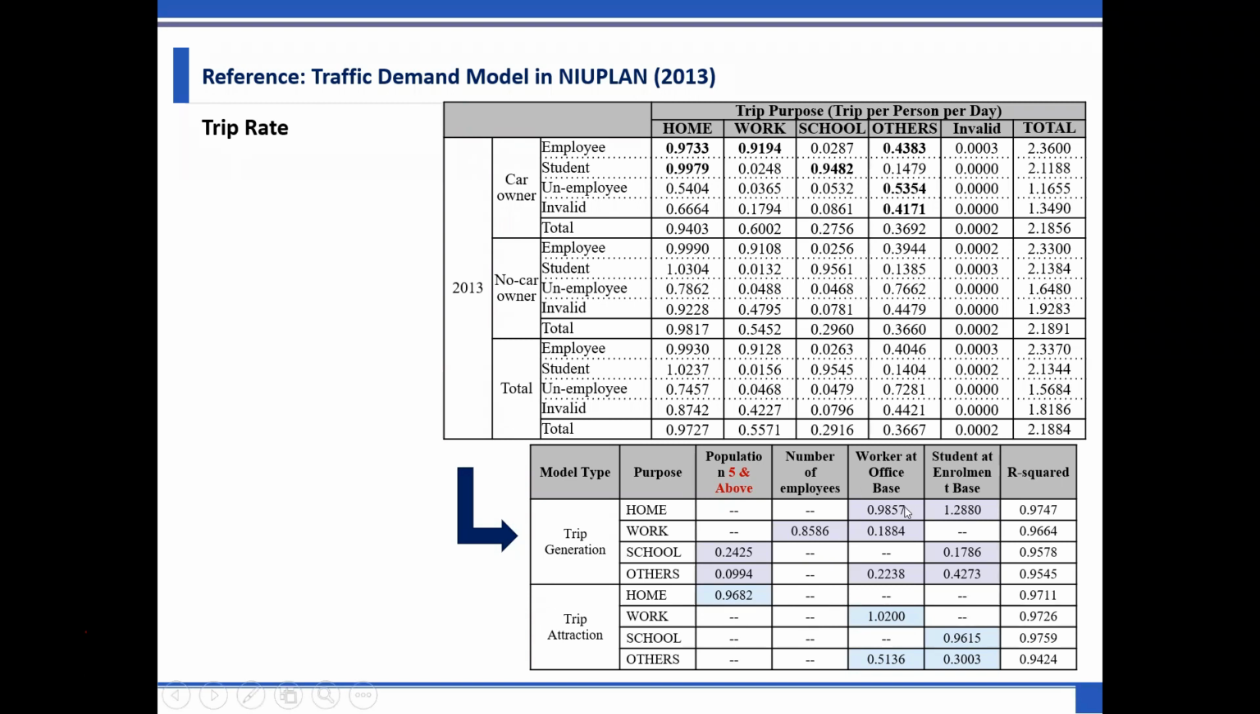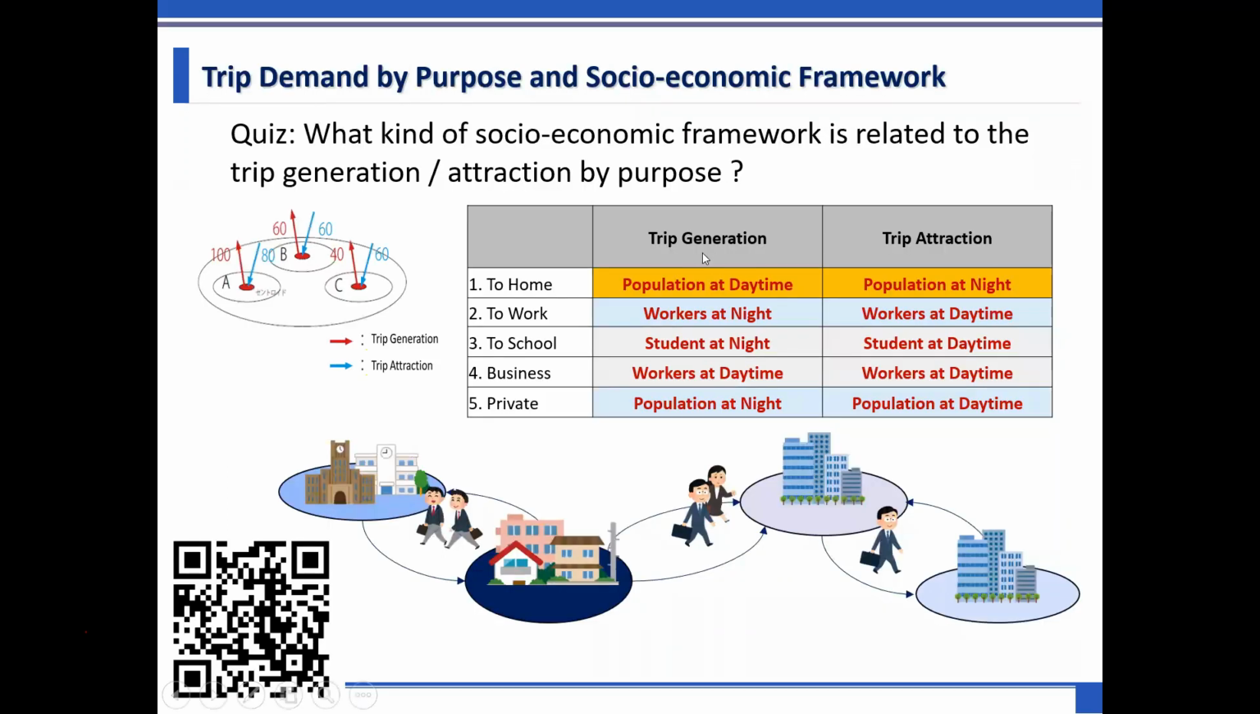correlations. As a result, these two values can be estimated as daytime populations. That's why I said the trip generation to home is highly related with the population at daytime.